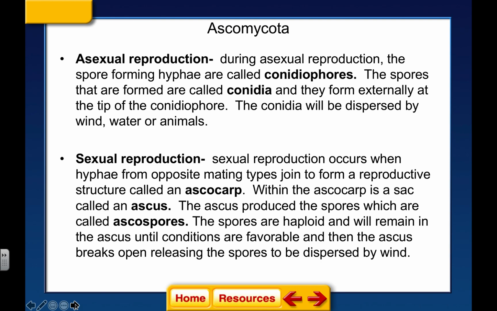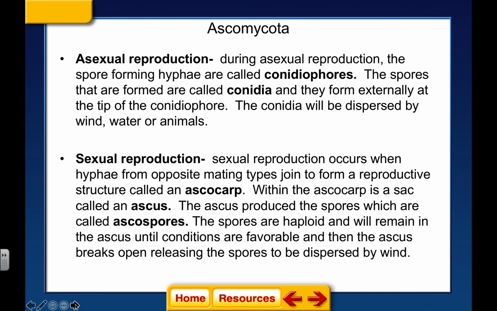Now, the other ones reproduce sexually in times when the conditions are not favorable. So what happens here is two hyphae from opposite mating types, and there is a picture on the next slide, a positive and a negative, join to form this reproductive structure called an ascocarp. The ascocarp is rather large, and carp kind of means like bucket, and you'll see what I'm talking about when you see the picture. But inside of the ascocarp is a sac, and the sac is called an ascus. The ascus is actually where the spores are formed, and the spores are going to be called ascospores.